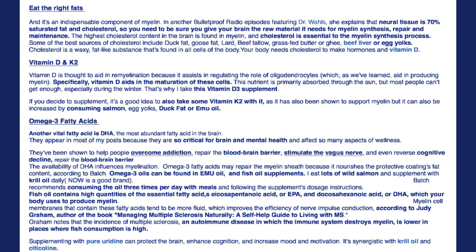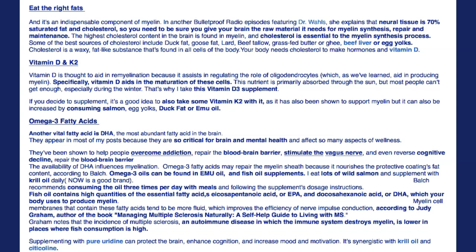Eat the right fats. It's an indispensable component of myelin. In another Bulletproof Radio episode featuring Dr. Wahls, she explains that neural tissue is 70% saturated fat and cholesterol, so you need to be sure to give your brain the raw material it needs for myelin synthesis, repair, and maintenance. The highest cholesterol content in the brain is found in myelin, and cholesterol is essential to the myelin synthesis process.